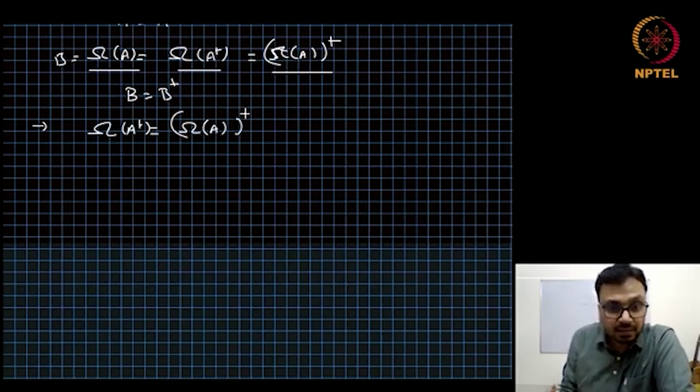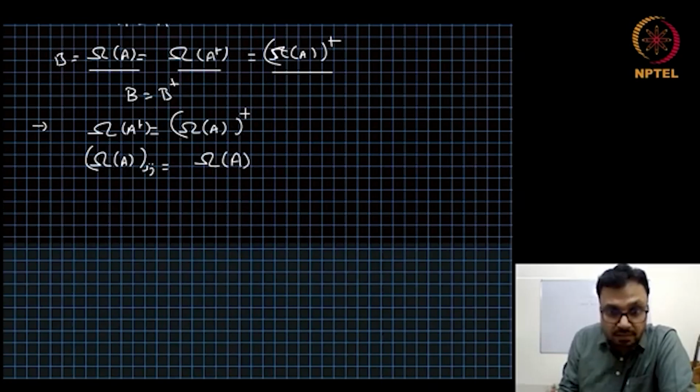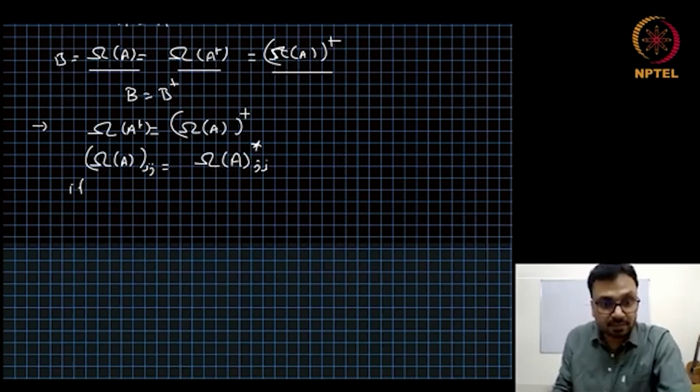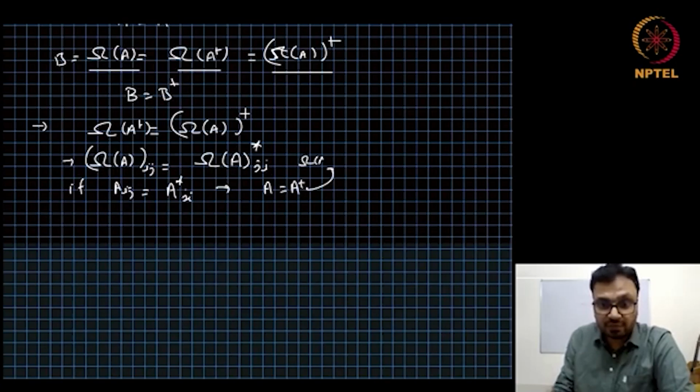And it means if we have omega of A, its ijth element is the same as omega of A star's jith element. Because if this is true, if Aij is equal to A star ji, this is the condition that A equals A dagger. And we are saying this implies that omega of A equals omega of A dagger.